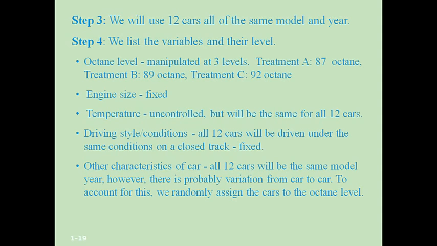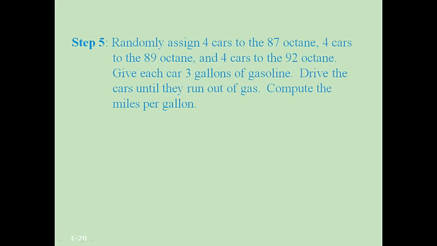However, there's probably variation from car to car. To account for this, we randomly assign the cars to the octane level. Now step 5 is to actually perform the experiment. So we randomly assign 4 cars to the first level, 4 to the second, and 4 to the third. Give each car 3 gallons of gas, drive them until they run out of gas, and compute the miles per gallon.